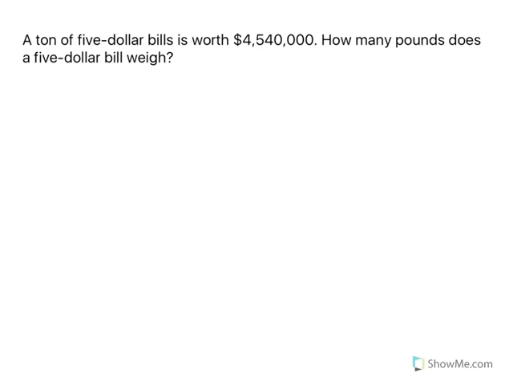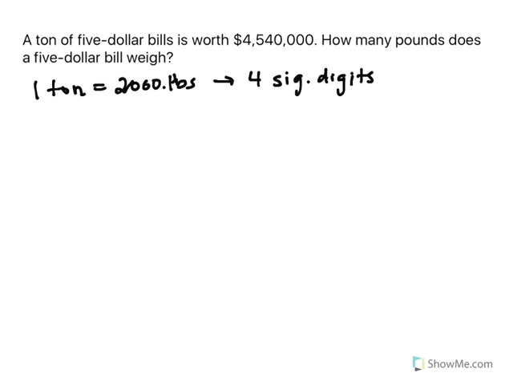To solve this problem, the first thing I need to look up or find is how many pounds are in a ton. When I look this up, I find out that 1 ton equals 2,000 pounds. 1 ton is exactly 2,000 pounds, so we have 4 significant digits. And when we put this number into scientific notation, we get 2.000 times 10 to the third.